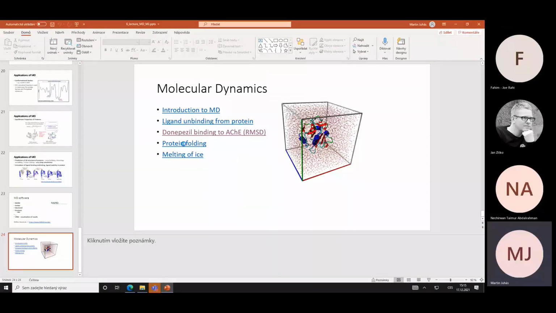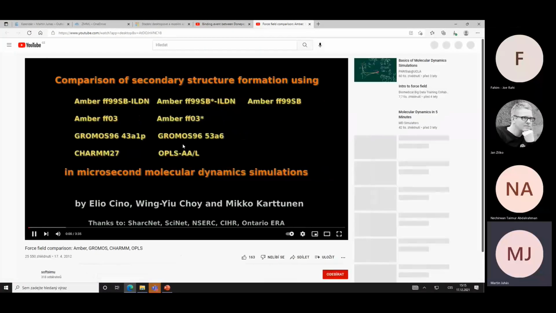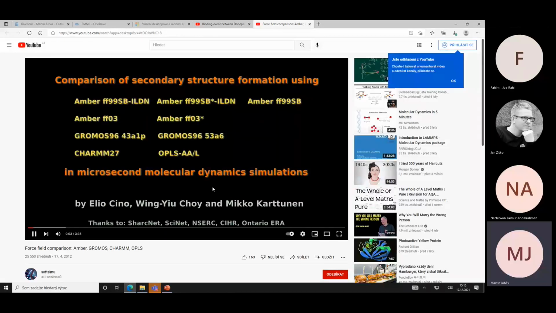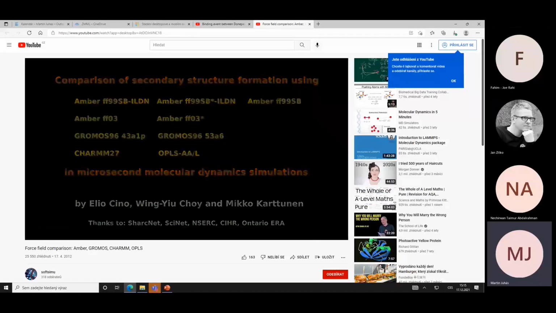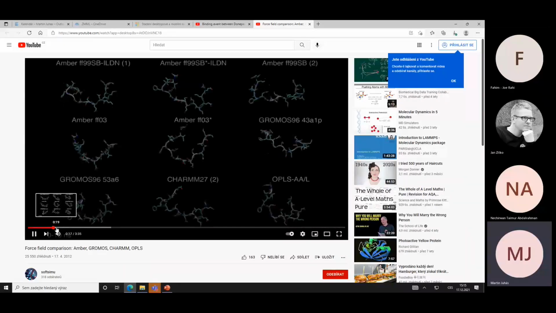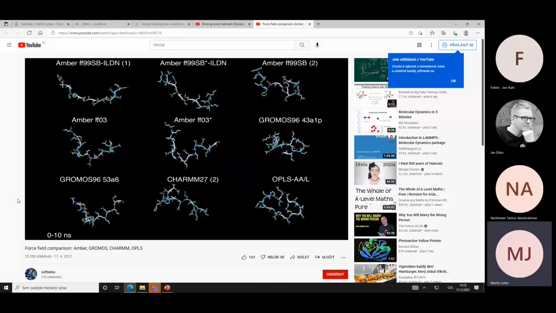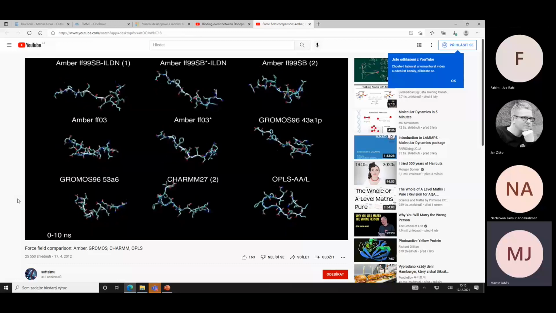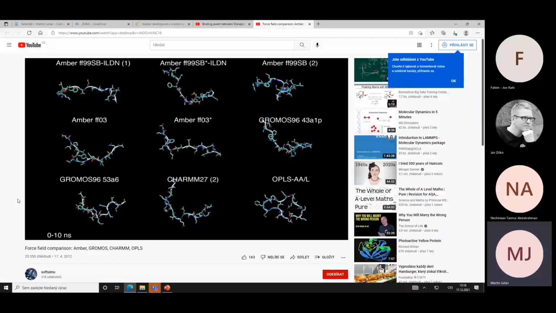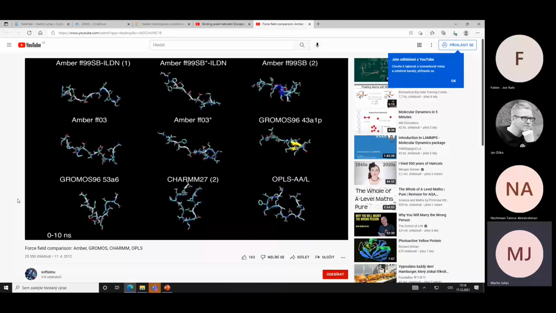For protein folding, as I said, since this is one of the used methods, this video is a comparison of several microsecond simulations of different force fields. They took one protein, or one very short peptide, and they just left it in different conditions, but the conditions differed only by the used force fields, and you can see that they behave very, very differently.